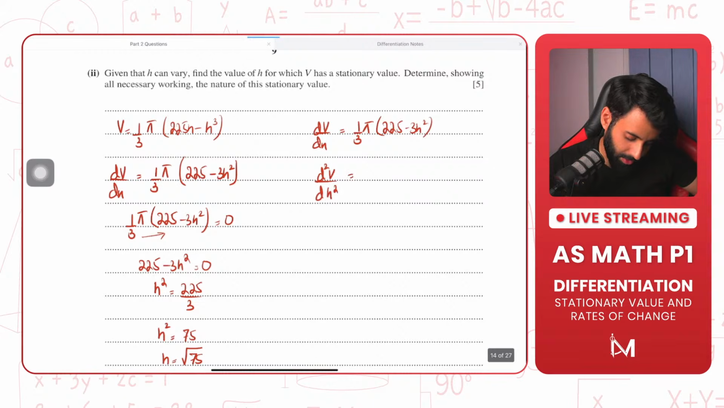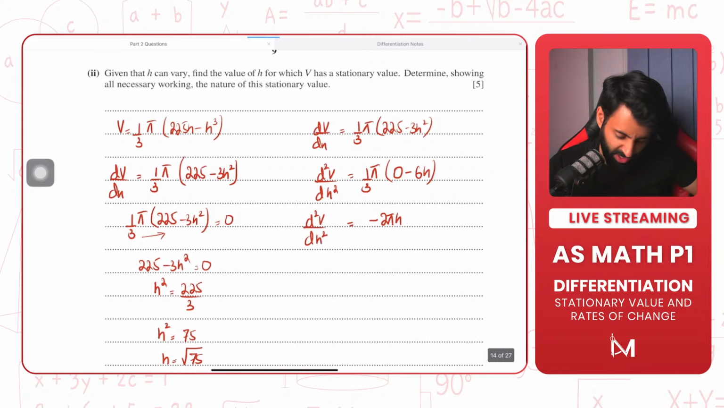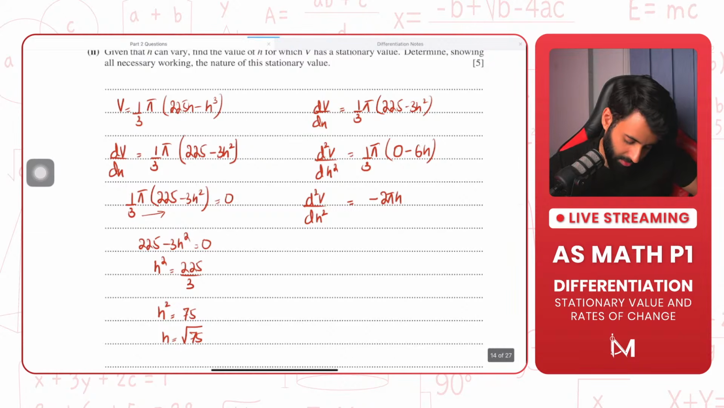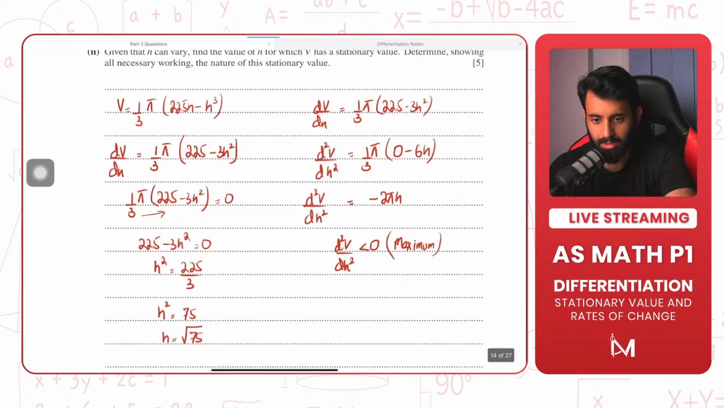So 1 upon 3π, remember, it just remains as it is. 225 becomes 0, minus 6h. Now, if you simplify this, this becomes minus 2πh. Now, irrespective of whatever you plug in place of h, since h is always going to be positive, the overall result will turn out to be negative. And if d²V/dh² is less than 0, that means it's a maximum value. And there you go. That's the answer.